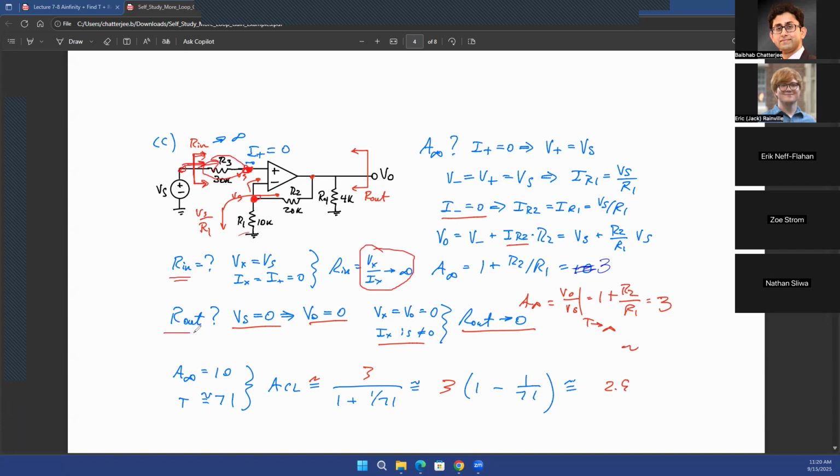Okay, finding out R out. In this case, since your output node is this, R out is generally much easier than finding out R in. If you see that your output node is directly connected to the output of the op amp, and that's the node whose voltage or current you're interested in, then of course your output resistance is going to be 0.